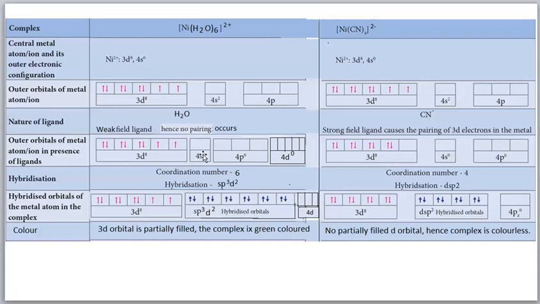We won't write like that. We can write on the basis of principal quantum number only. So 4s, 4p, then 4d. Okay, 4 orbitals are there.